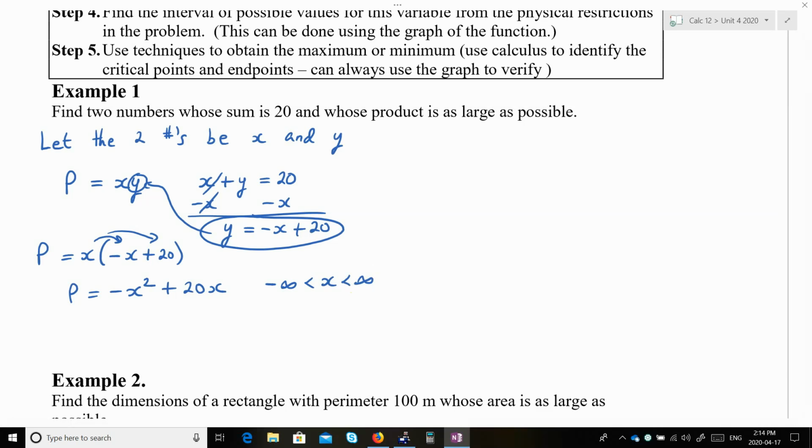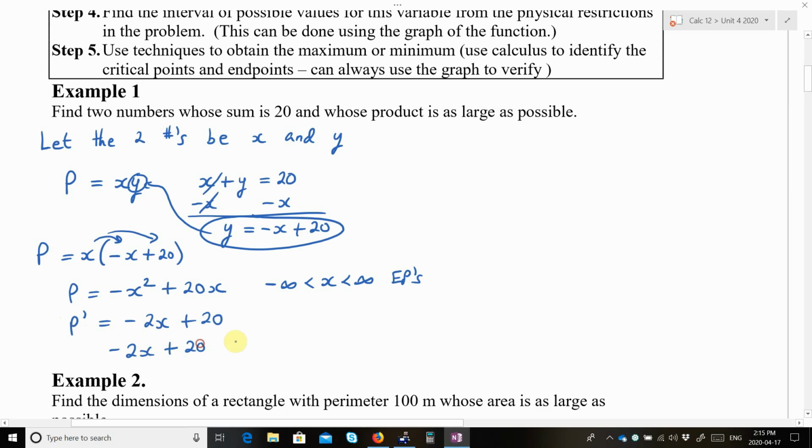The reason I'm saying that is because hopefully you'll recall from before that extreme values either occur at the endpoints of a function or at the critical points. The critical points are where the derivative equals 0 or does not exist. So we have to find the derivative of this product function, which is negative 2x plus 20. Notice that exists everywhere, so there are no problem points for x. But it equals 0 when you set this equal to 0 and solve. Negative 2x equals negative 20, x equals 10. There's our critical point.